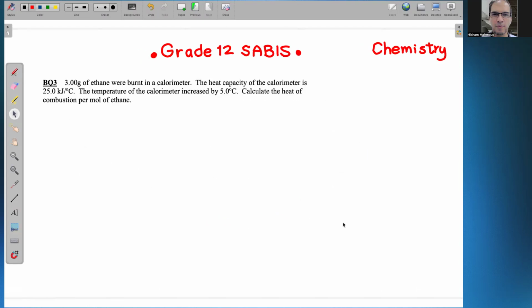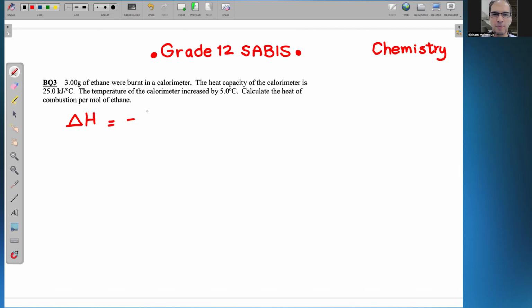In basic question number 3, 3 grams of ethane were burned in a calorimeter. The heat capacity of the calorimeter is 25 kilojoules per degree Celsius. The temperature of the calorimeter increased by 5 degrees Celsius. Calculate the heat of combustion per mole of the ethane. It's the same thing, only the difference is that he called it in a different way. Instead of saying the delta H or the enthalpy change, he asked to find the heat of combustion per mole, which is delta H, because it is Q per n.